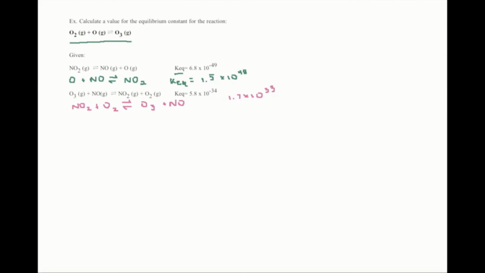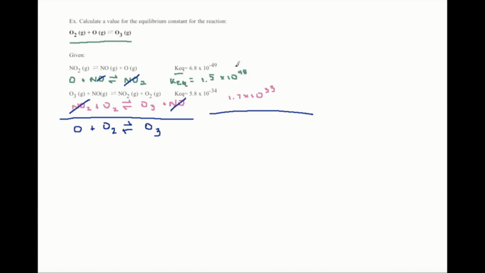Okay. Now I'm going to sum these reactions together to make sure that I don't need to do anything else to my equilibrium constants. My nitrogen monoxides cancel out because they're on opposite sides. My nitrogen dioxides cancel out, and what I'm left with is simply oxygen reacting with O2 to make O3. So that's the reaction that I was interested in.